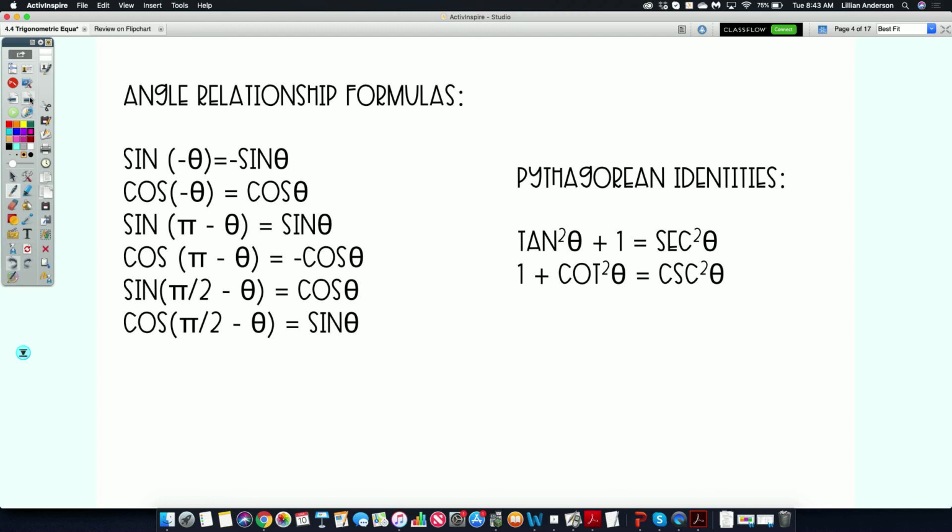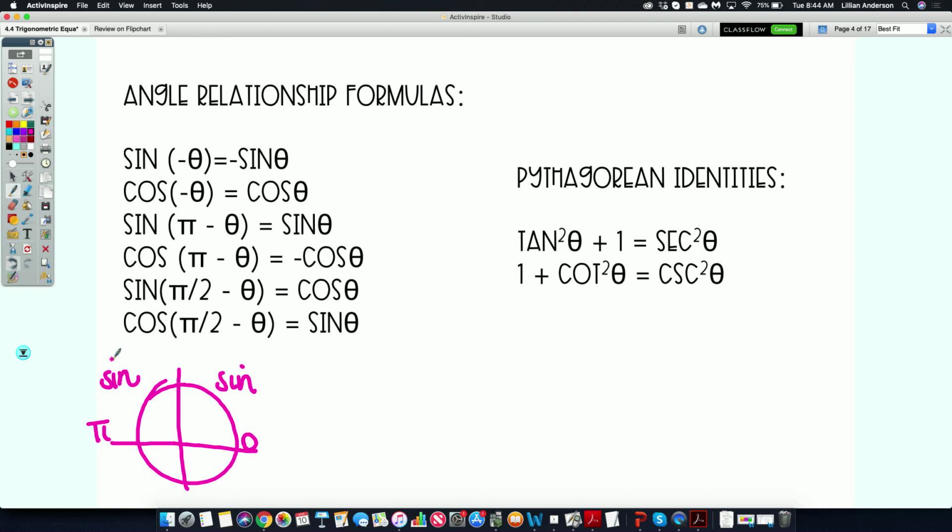The next two we have talked about before. This is known as the supplementary angle relationship. Remember that the sine of pi minus theta is equal to the sine of theta. That is because when you look at an angle inside of your unit circle, from 0 to pi, the sines are the same in both the first and second quadrant. So if theta was pi over 4, then pi minus pi over 4 would be 3 pi over 4, and the sine of both pi over 4 and 3 pi over 4 are equal.